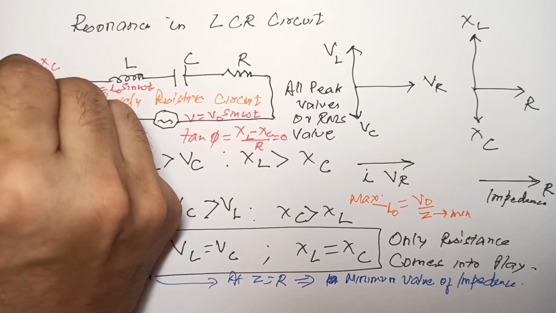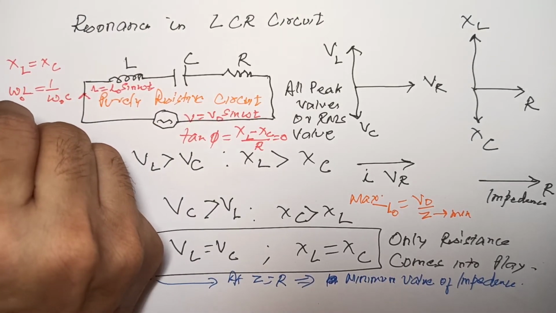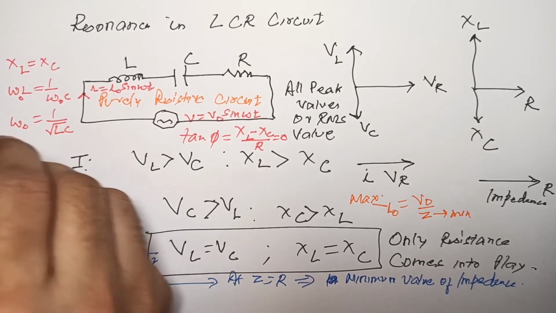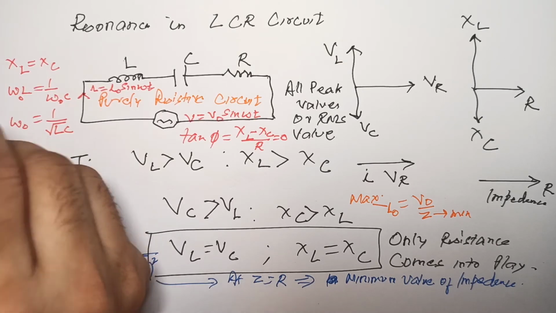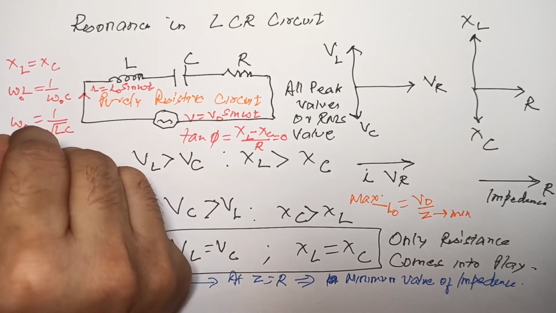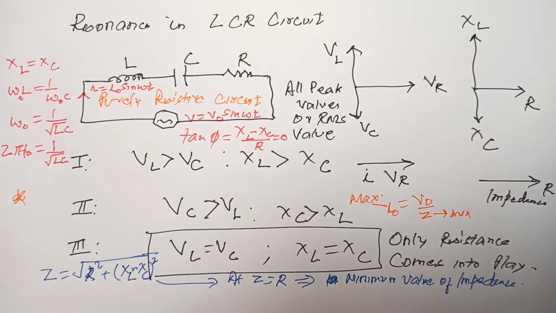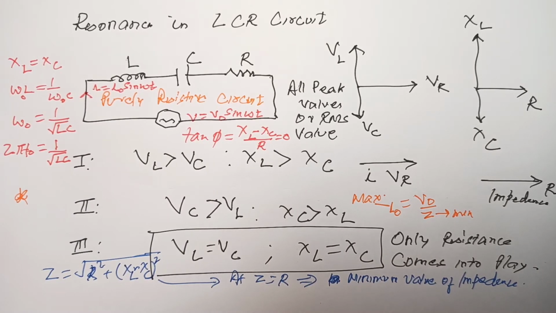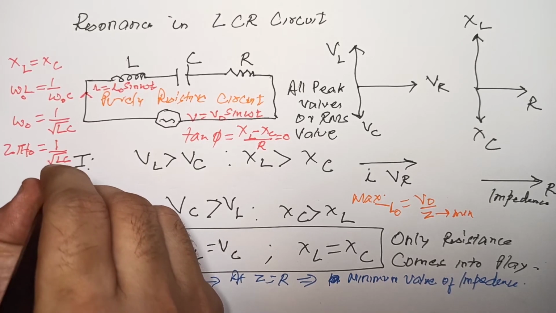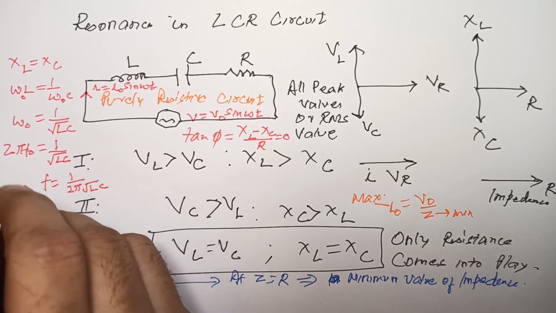Now, as we just said, if XL is equal to XC, so I can say omega naught L is equal to 1 by omega naught C, correct? Or I can say omega naught is equal to 1 by under root LC, correct? What is omega naught? It is nothing but 2 pi f0 is equal to 1 by under root LC. Or we can say f is equal to 1 by 2 pi under root LC.